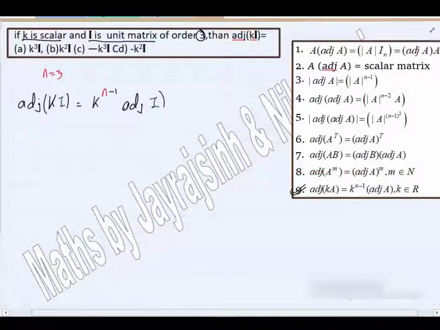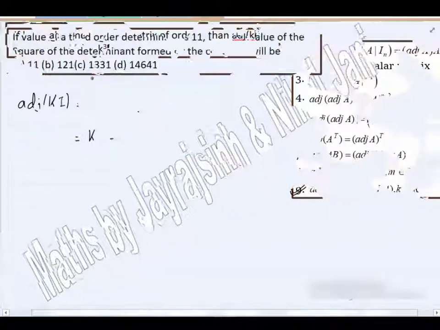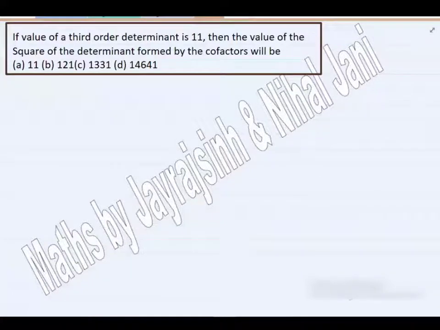Right? Okay. Now here n is 3. So let's write down K raised to 3 minus 1, or we can say 2. Adjoint of I is I itself. So tada! Option D is your final answer. Let's see our next question.